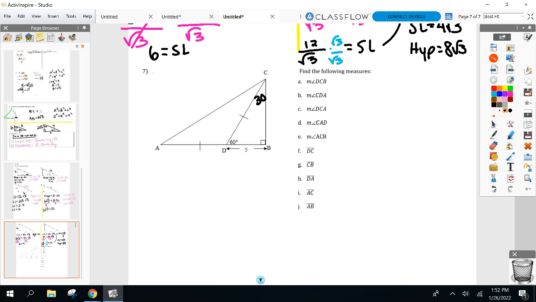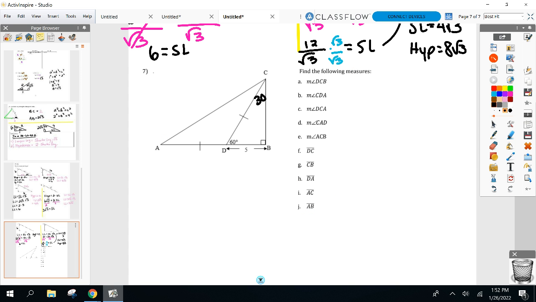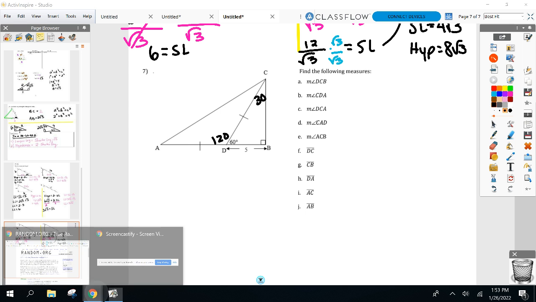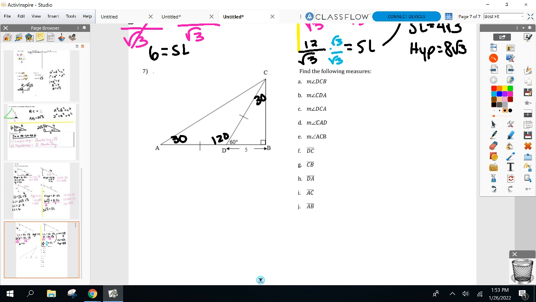Angle ADC. Look at the one next to 60. ADC is 120. All right. Now from here, does everyone see I gave you AD and DC are congruent? You have an isosceles triangle there. Across from the congruent sides are congruent angles. Find angle A for me. That triangle is isosceles, meaning across from the congruent sides are congruent angles. Meaning angle A would be 30 degrees. And that would mean angle ACD is also 30.